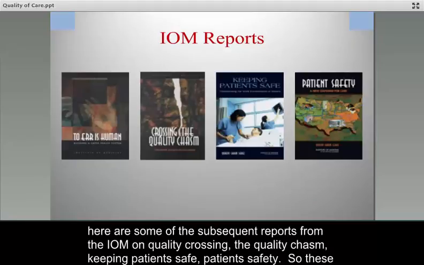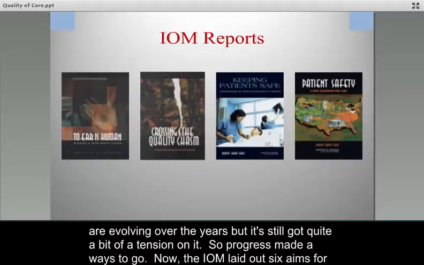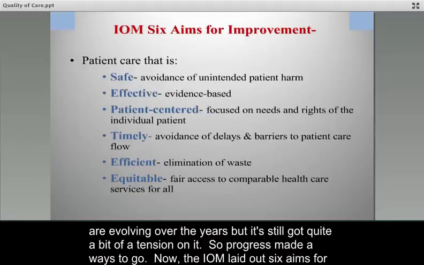Well, next slide. Here are some of the subsequent reports from the IOM on quality: Crossing the Quality Chasm, Keeping Patients Safe, patient safety. So these are evolving over the years, but it's still got quite a bit of attention on it. So progress made, a ways to go. Now, the IOM laid out kind of 6 aims for improvement.